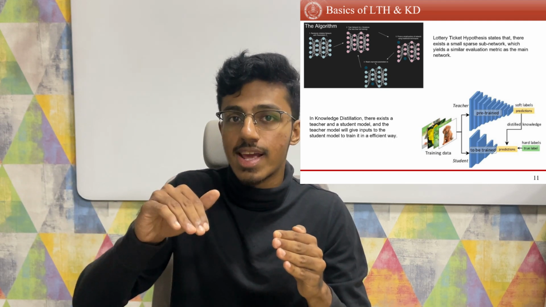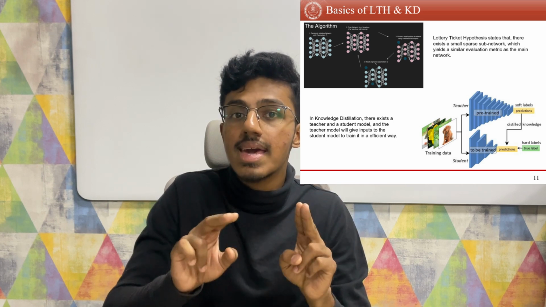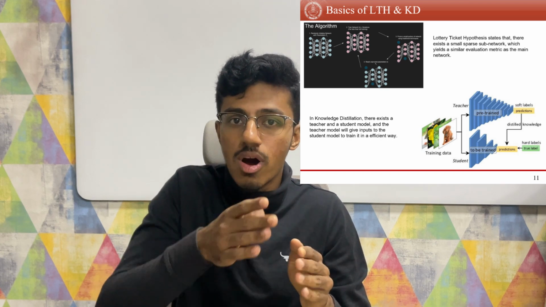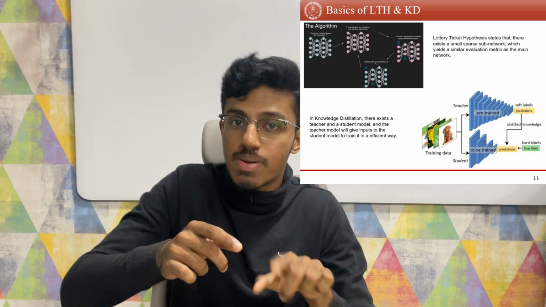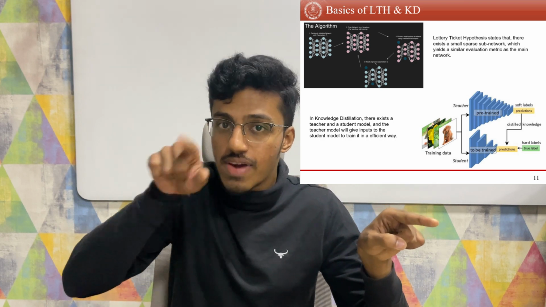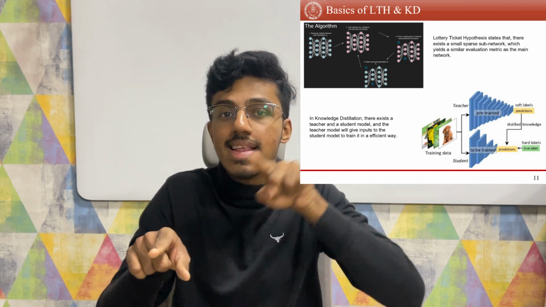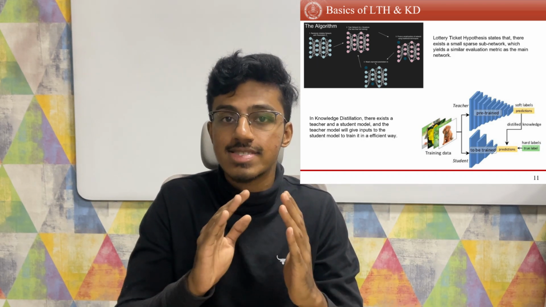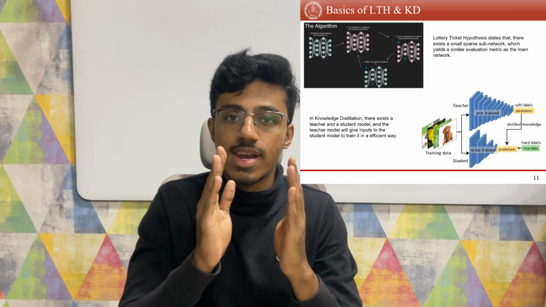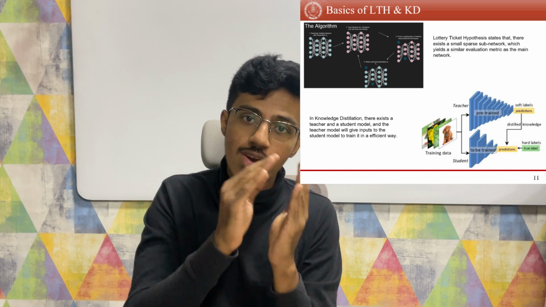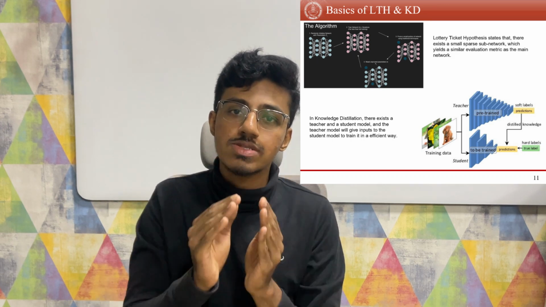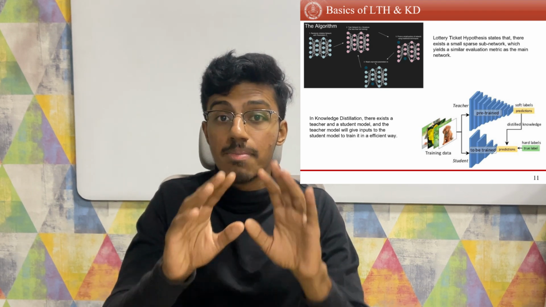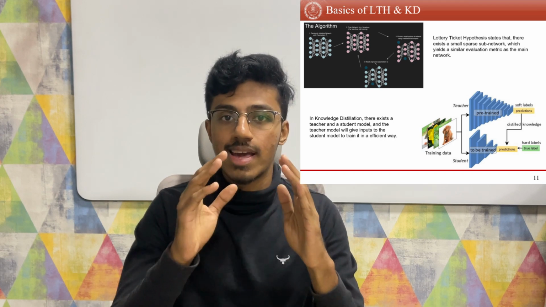But here in lottery ticket hypothesis, this random reinitialization is a major part. That is, if I prune in the 10th epoch, it will reinitialize the weights from the first epoch. If I prune in the 20th epoch, it will again reinitialize the weights from the first epoch. So random reinitialization is one of the major criteria of lottery ticket hypothesis, and through it we can find a very small neural network which actually performs better than the bigger neural network. So this is what lottery ticket hypothesis is.